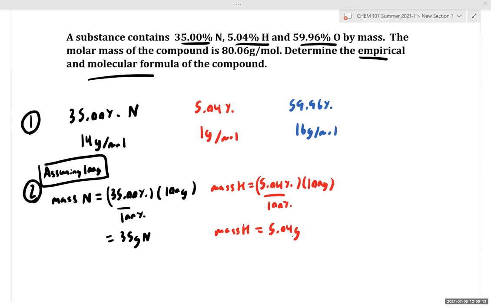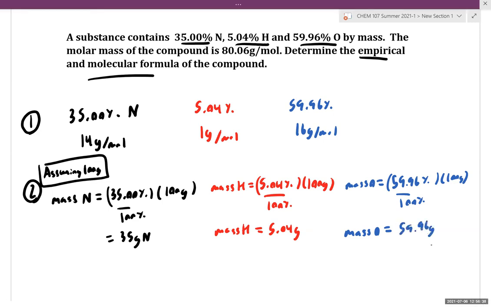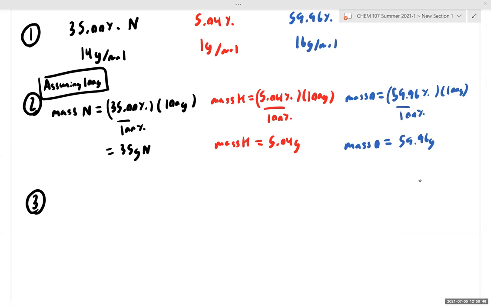Finally, they calculated the mass of oxygen as 59.96 grams. So we have our mass percentage of 59.96% over 100% times 100 grams. And that in turn gives us a mass of oxygen of 59.96 grams. Okay, so we're making progress. My next question for everyone is, what are the moles of each element? How many moles of nitrogen, hydrogen, and oxygen do we have?